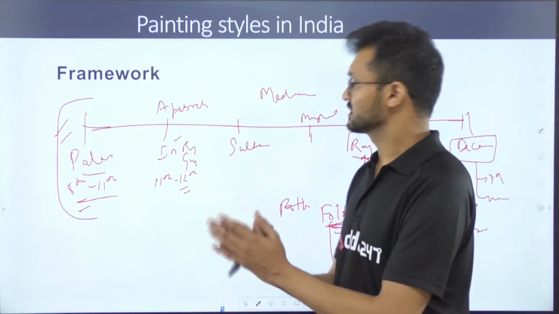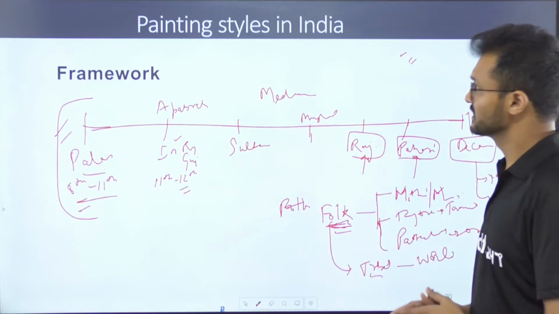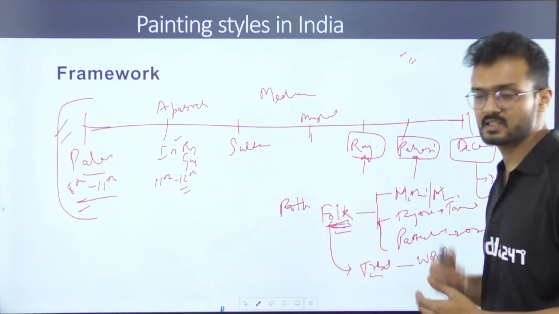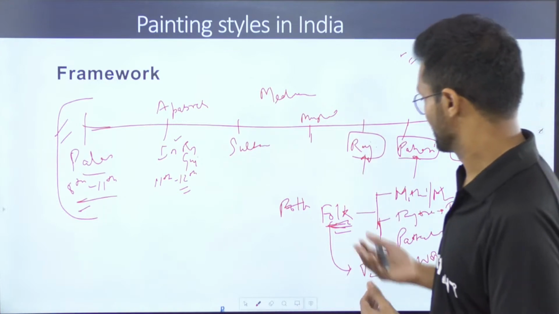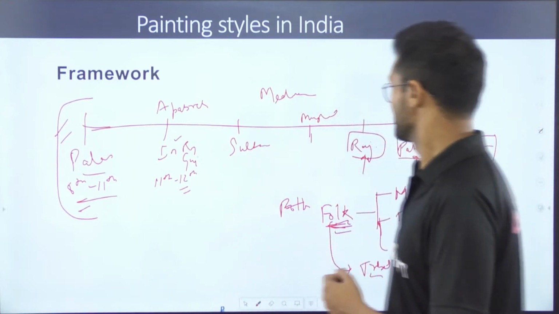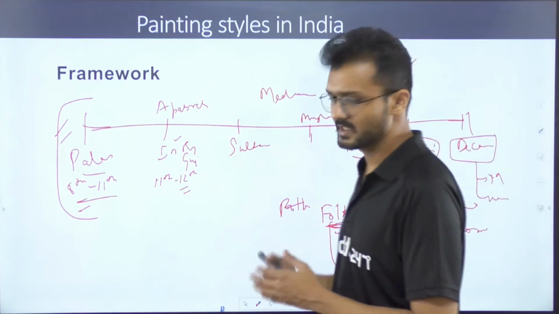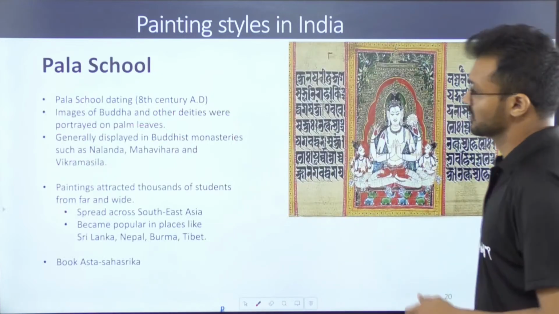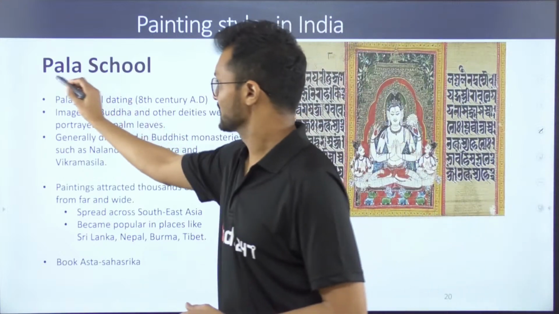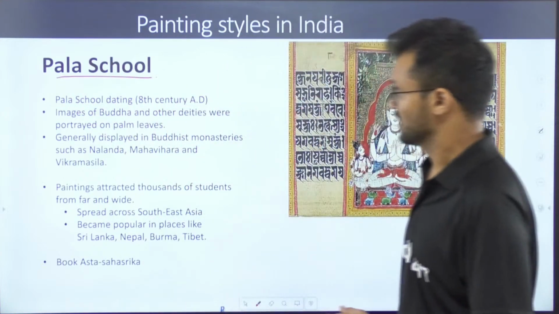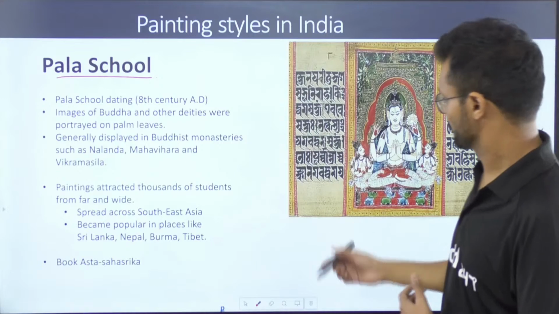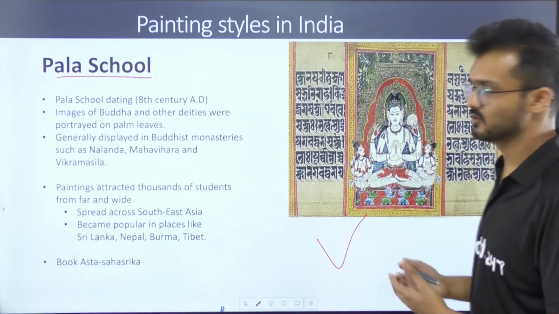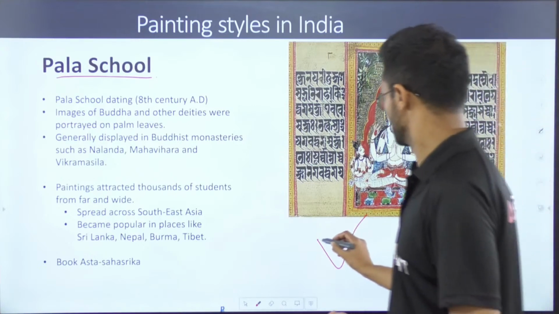So students, this is the basic overview of what the different schools of painting are, what the folk paintings are, and how these paintings spread in India. So let's discuss each school of painting, and then we will discuss the different folk paintings. So the first school of painting is the Pala school of painting. Before that, let's see who the Palas were, and from which century they ruled India.